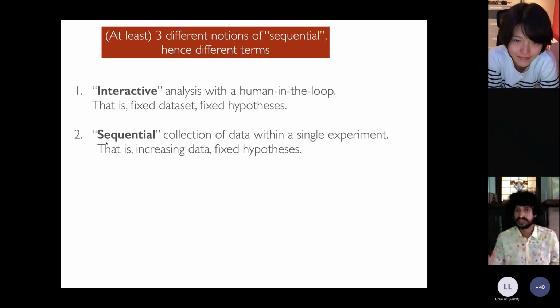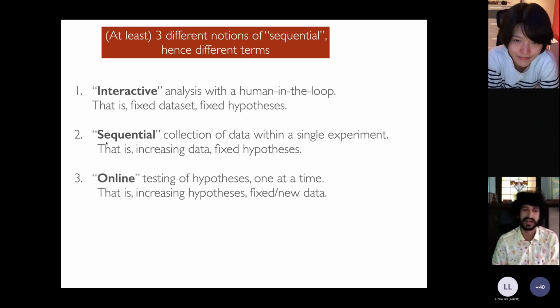The usual word sequential will be left for settings in which there's a single experiment and you're collecting more and more data for that experiment. This is like the sequential probability ratio test. Since Wald gave it that word, we'll stick to sequential. In other words, the hypotheses are fixed. It could be a single or multiple hypotheses, but you're increasing the amount of data for those hypotheses. So you can have sequential multiple testing problems in which you're collecting more and more data from different hypotheses. And I'm going to use the word sequential only for that.